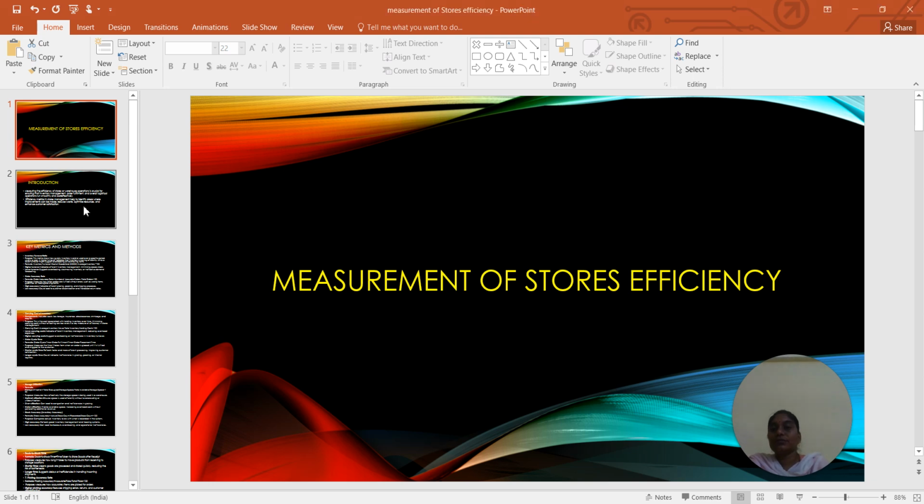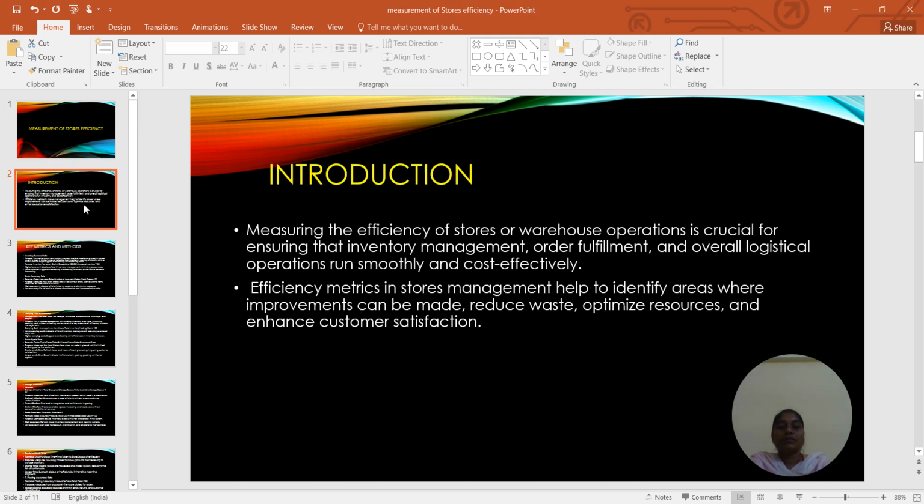So measurement of store efficiency is measuring the efficiencies of stores or warehouse operations. It is typical for ensuring that inventory management, order fulfillment and overall logistical operations run smoothly and cost effectively. Efficiency metrics in store management help to identify the areas where improvements can be made, reduce waste, optimize the resources and enhance customer satisfaction.